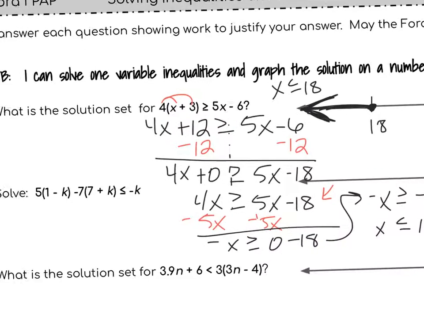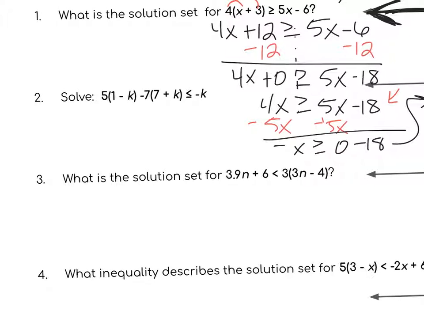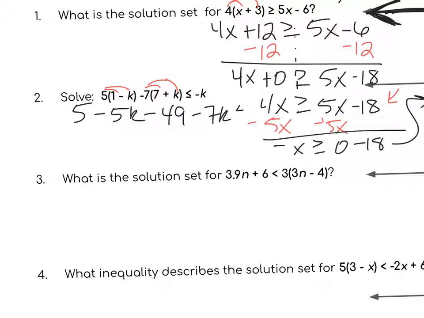All right, let's look at number 2. I think I'm probably going to run out of room, but let's get started. Start by distributing. So I get 5 times 1 is 5. 5 times negative k is negative 5k. Negative 7 times 7 is negative 49. Negative 7 times k is negative 7k, less than or equal to negative k.